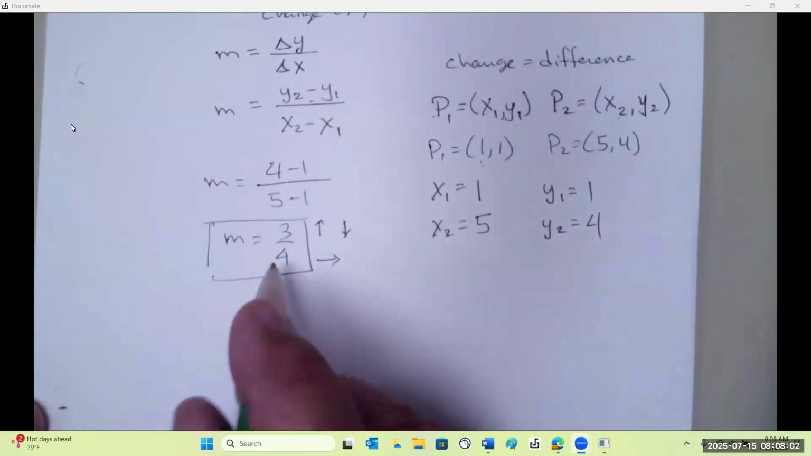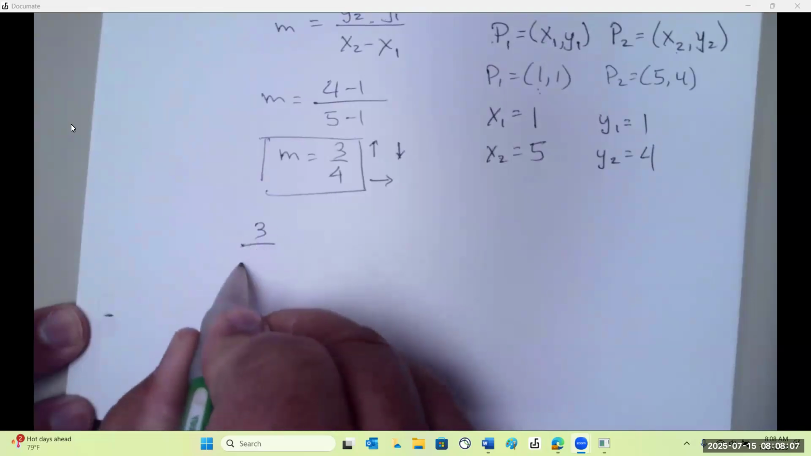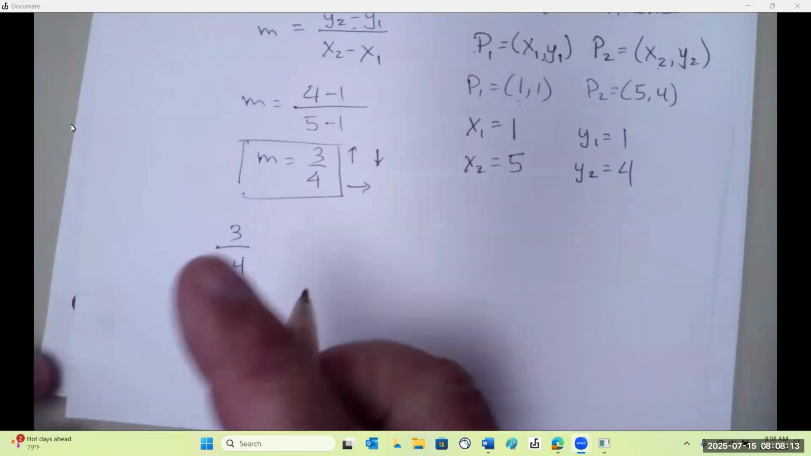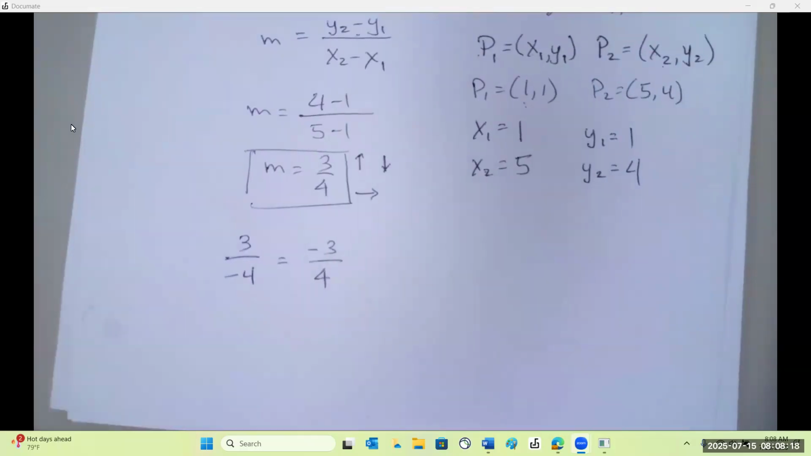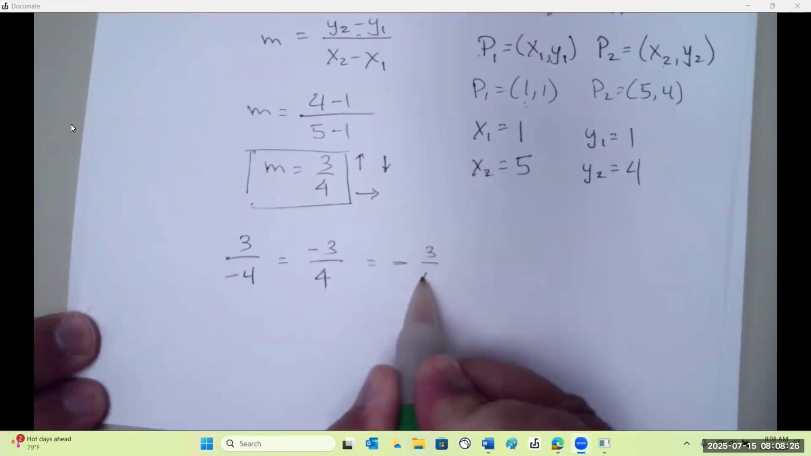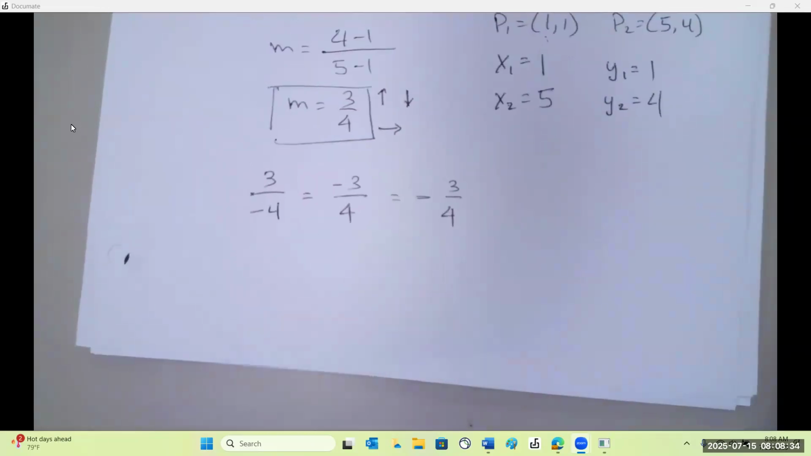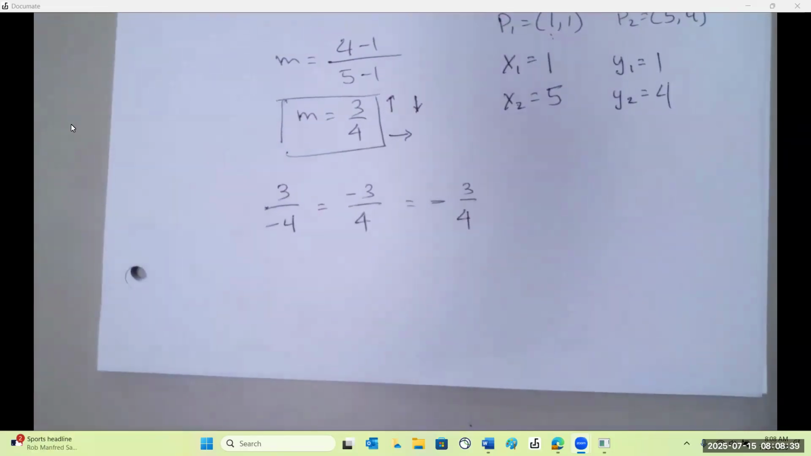Now, if you have a fraction that looks like this, change it to that. You never want to have the denominator be negative. Or you could put it out in front. Can you guess why? Can you guess why we'll never want to have a negative on the bottom?